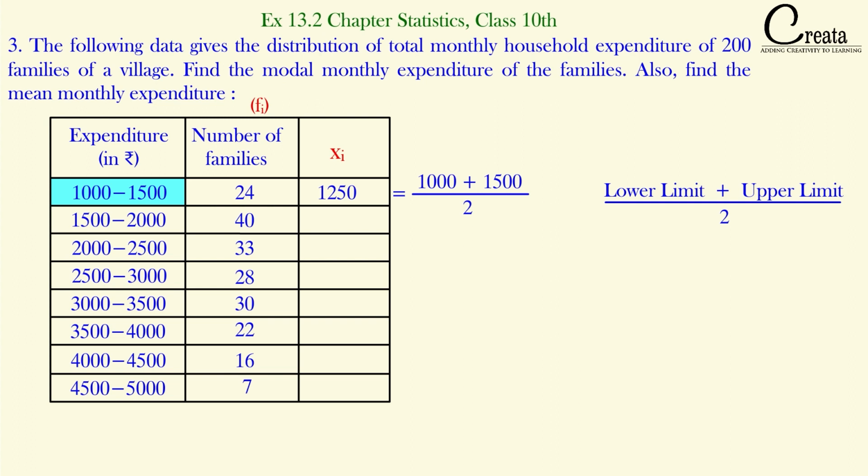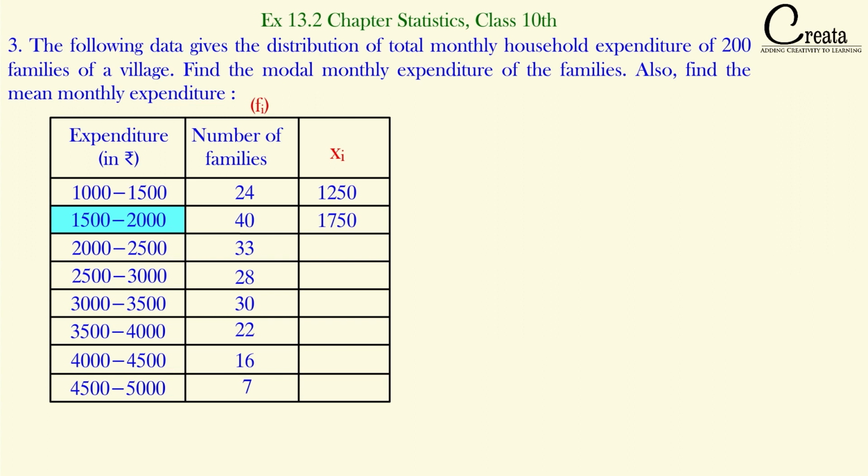It is up to you. We will observe the range and locate the midpoint. The next range 1500 to 2000, the midpoint will be 1750. Next 2000 to 2500, the midpoint will be 2250. Next 2750, next 3250, then 3750, then 4250 and 4750. These all are the midpoints of the ranges. We got the value of xi.